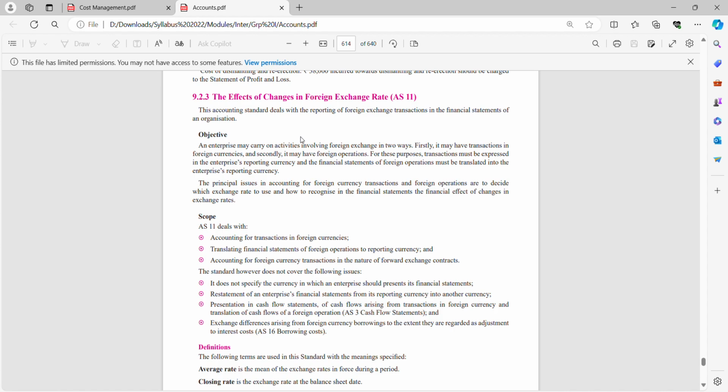For this purpose, transactions must be expressed in the enterprise's reporting currency in the financial statements. For this purpose, what are you required to do? You are required to express them in the reporting currency.